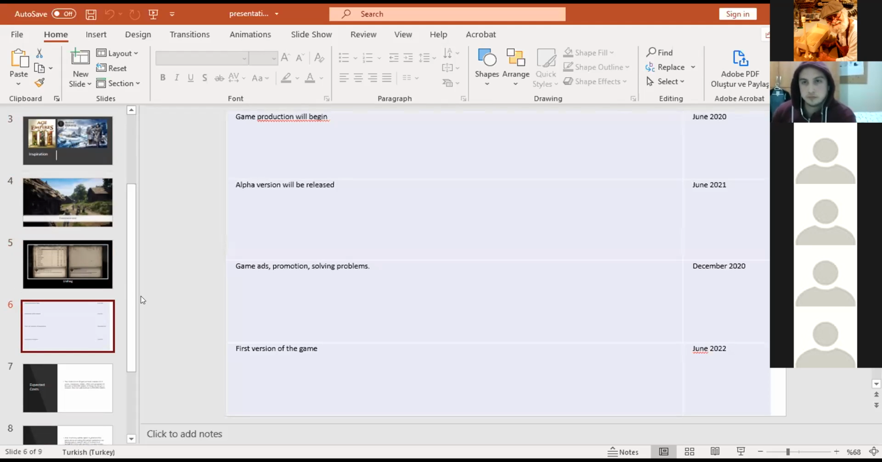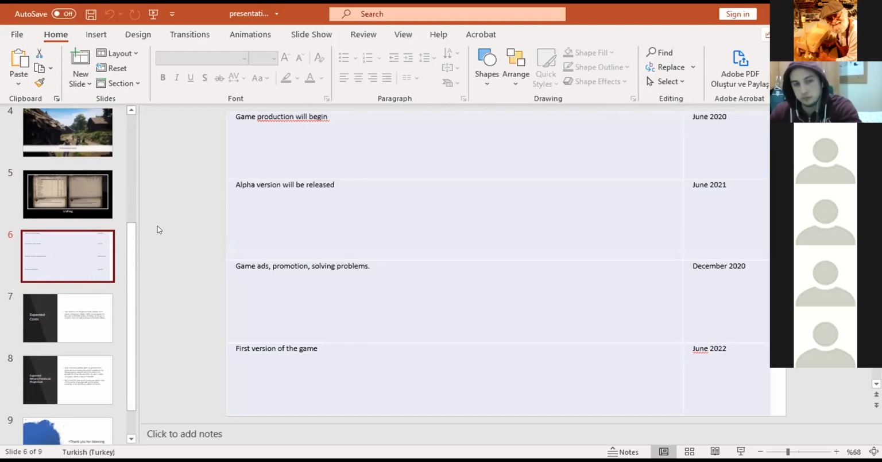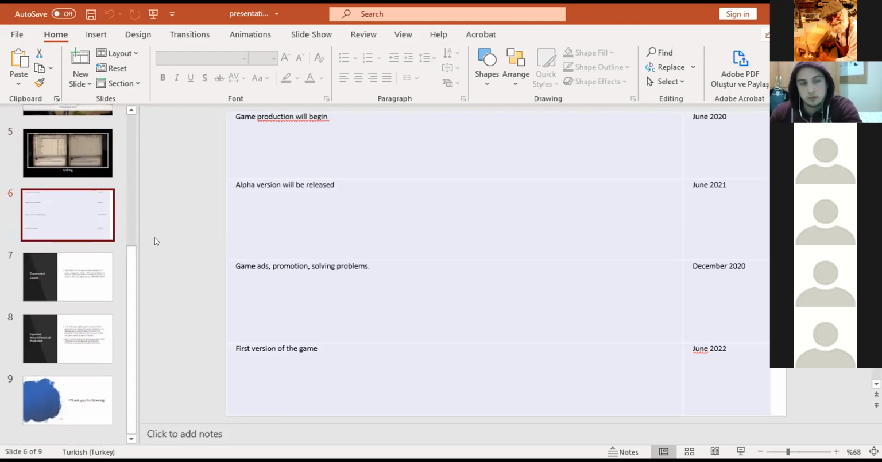Game ads, promotion, solving problems. The good thing is you have not put many things in this slide, so it's understandable. You give some milestones, so this is pretty good. Rather than calling it first version, you could say gold version or something like that. It's a more popularly used term. Can you click that?